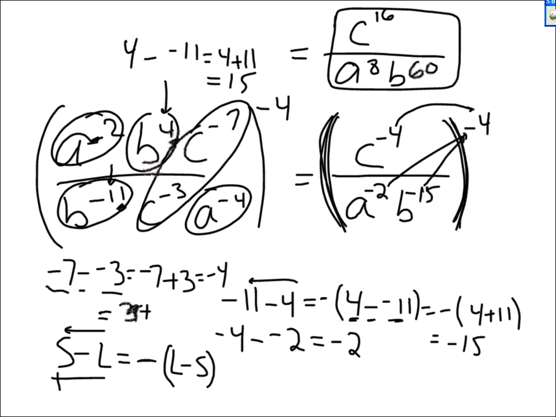Instead of doing negative 11 minus 4, you want to do 4 take away negative 11. Fine. And then you get a minus in front. And since that's 15, you just get negative 15. You can do larger minus smaller, fine. But don't forget to put the minus in front.